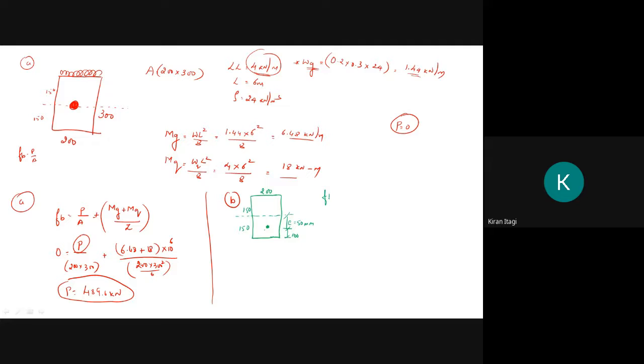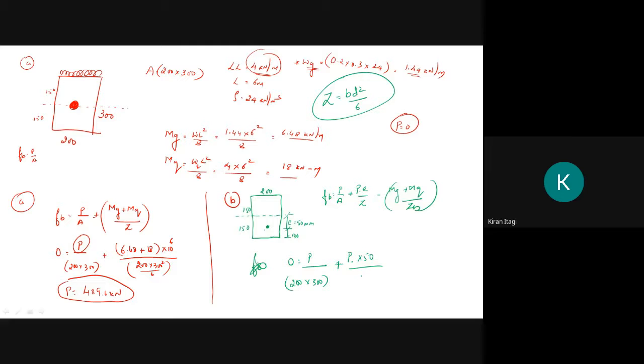We know the formula: Fb equals P upon A plus P into E upon Z minus mg plus mq upon zb. You know all the values, just substitute directly. So fb will be equal to 0, P upon A, where P we have to determine. A value is 200 upon 300. Again, P we have to determine. Eccentricity is 50. Z value is BD square upon 6, for a rectangular symmetric section.